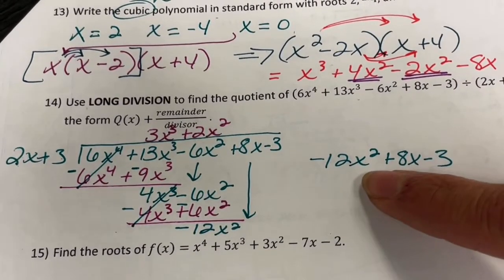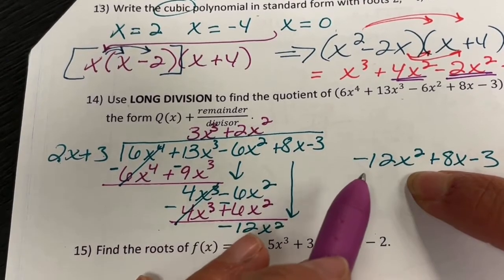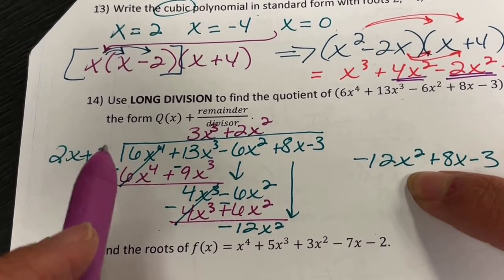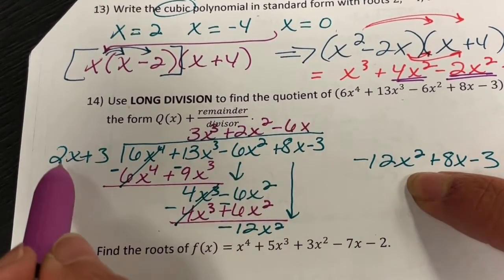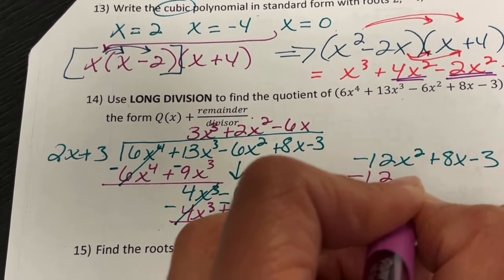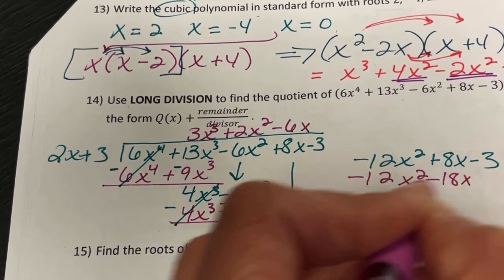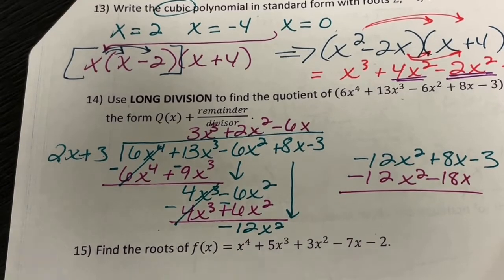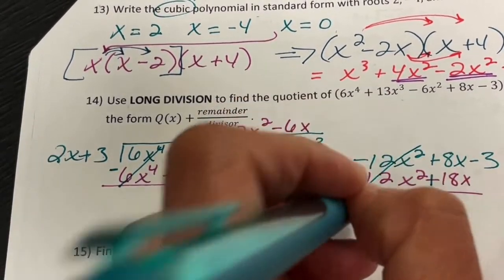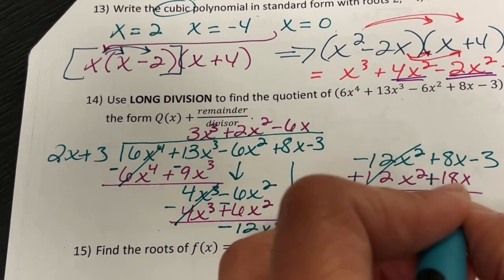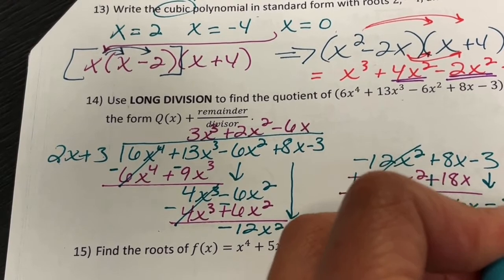And I'll start from here now. So now, what do I multiply by 2x to get negative 12x squared? I need a negative 6x. So negative 6x times 2x is negative 12x squared. Negative 6x times 3 is negative 18x. And then we have to do the sign change because we're subtracting, so it's changed to pluses. These cancel. 8x plus 18x is 26x. And then bring down that last term and do it one more time.